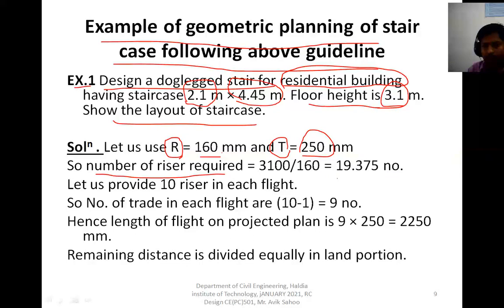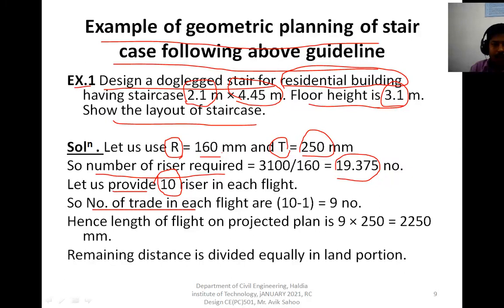So we get 19.375 number of risers required, but you cannot provide 19.375. So you have to provide 20 numbers, total 20 risers required. So we provide 20 risers, so that the total risers are divided equally in 2 flights. So it means 10 risers are required in each flight.